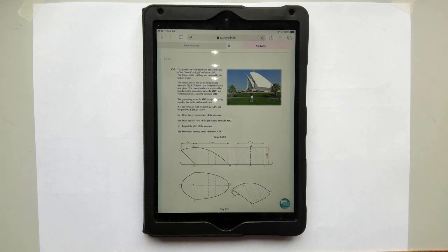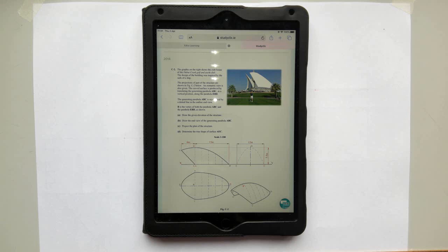Hi lads, in this video I'm going to go through how to do the 2014 Section C2 higher level question. It tells us the graphic on the right shows the clubhouse of the Dubai Creek Golf and Yacht Club. The design of the building was inspired by the sails of a ship. The projections of part of the structure are shown in figure C2 below. An isometric view is also given.